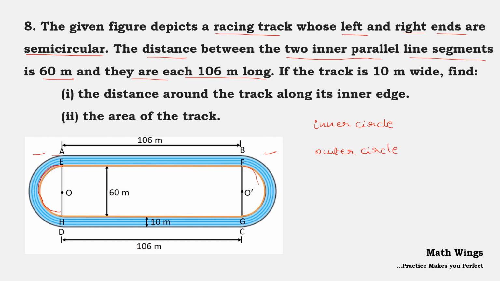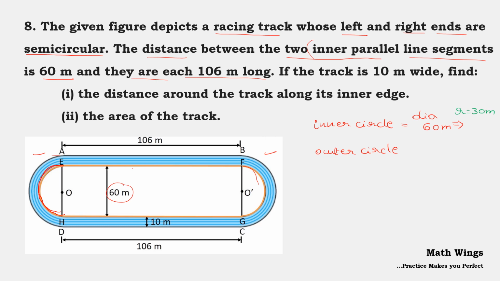Also, they have given the distance between the two parallel lines EF and HG. They have given the inner parallel lines, so we have to take EF and HG, that is 60 meters. If you observe, we are having the inner semicircle on both the ends. Therefore, what is the diameter of the inner circle? Diameter of the inner circle is equal to 60 meter. This implies that r is equal to 30 meter. Okay. Now, what else have they given?